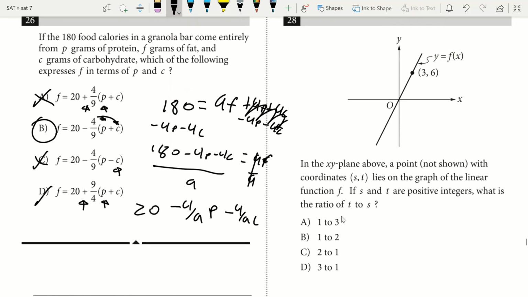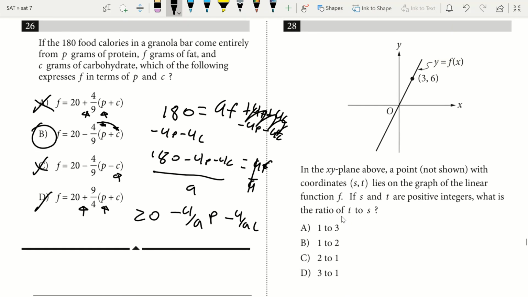All right, now I move on to question 28. In the xy plane above, a point not shown with coordinates s, t lies on the graph of the linear function f. If s and t are positive integers, what is the ratio of t to s?